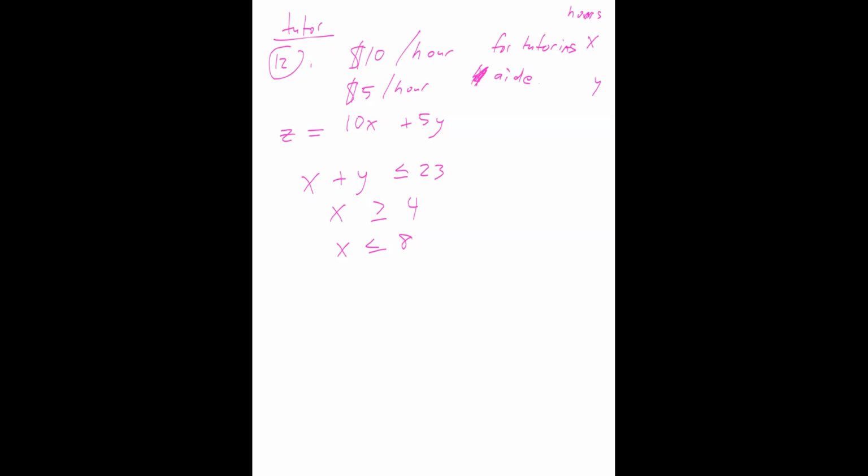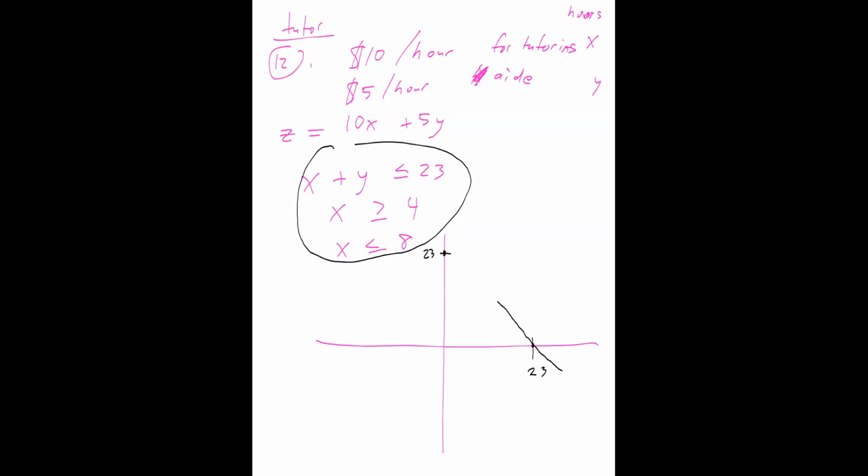So let's graph the system of inequalities. I'm going to switch to black, because black is easier to see. So the first equation right here, x plus y is less than or equal to 23. That has an x-intercept and a y-intercept, both of what? 23, right? And it would be a solid or dashed line. It'd be a solid.